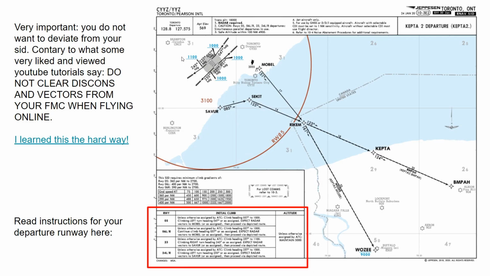And what some YouTubers that teach you how to fly planes, I won't mention names, will tell you is, oh, you don't want that discontinuity, you want to just go directly to Saver. So you clear the discontinuity for your plane. And what ends up happening is you fly like this, and then it automatically turns you to the left, and you go direct Saver before anybody clears you. That's exactly what I did in this clip, and the Boston controller got really mad at me. So don't clear the discontinuities if you're flying online.